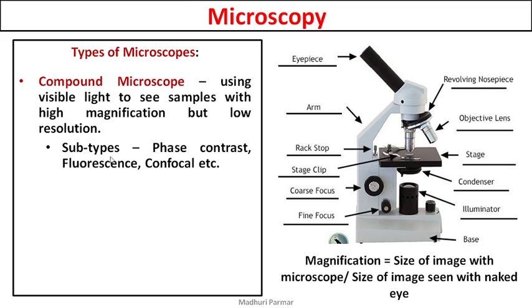There are different subtypes of this compound microscope. You could have phase contrast. In phase contrast, have you ever tried changing the contrast in pictures? When you change the contrast, the black and white balance changes, right? So you see either more depth or less depth depending on the contrast. The same thing happens here. This sample is mostly unstained.